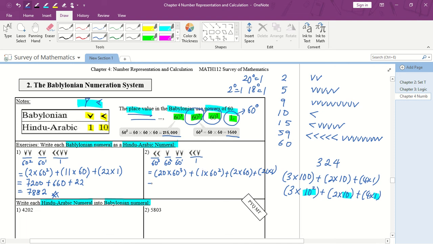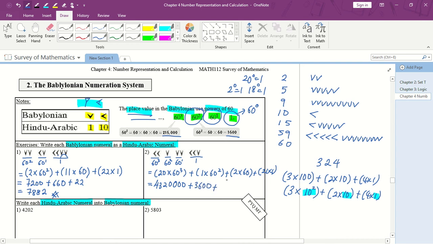now let's look at this one. 20 times 60 cube. What is 20 times 60 cube? So use your calculator and you get it. 20 times 60 cube should be a big number, which is equal to 4320000. Okay, and you add up with 1 times 60 square, which is 3600.